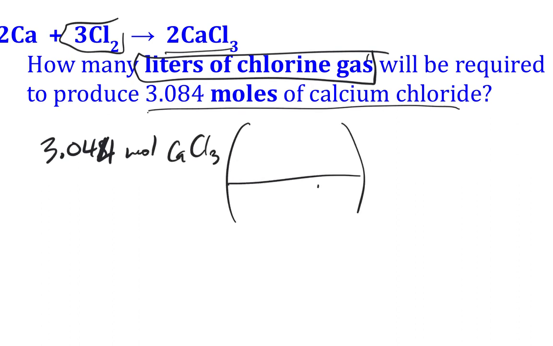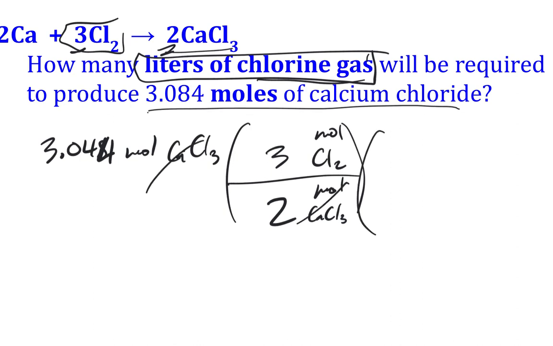The unit always goes diagonal. When we see mole on the bottom for the first time, it goes to mole on top of the product that you're trying to find. In this case, it's chlorine gas or CO2. The number in front of CO2 is a 3. The number in front of CaCO2 is a 2. Cross that out. Do your next bracket.